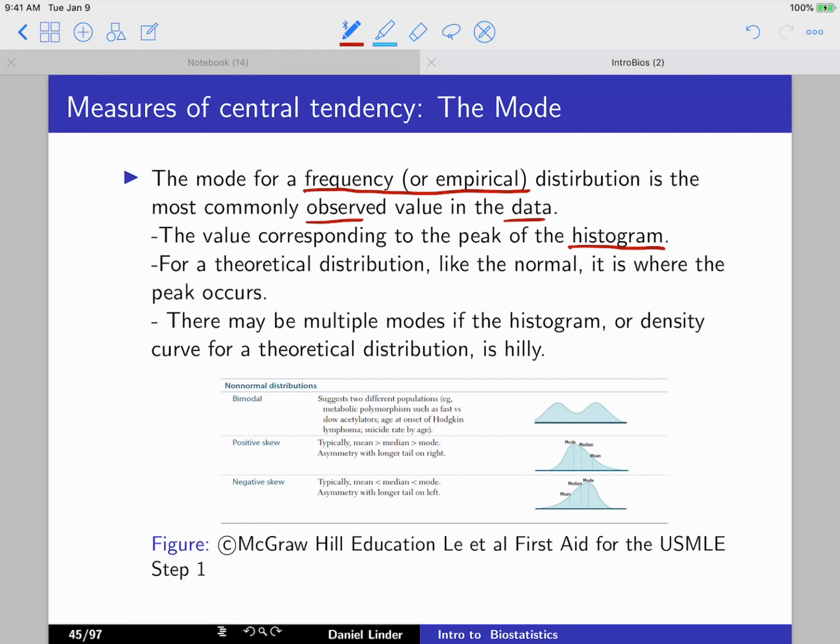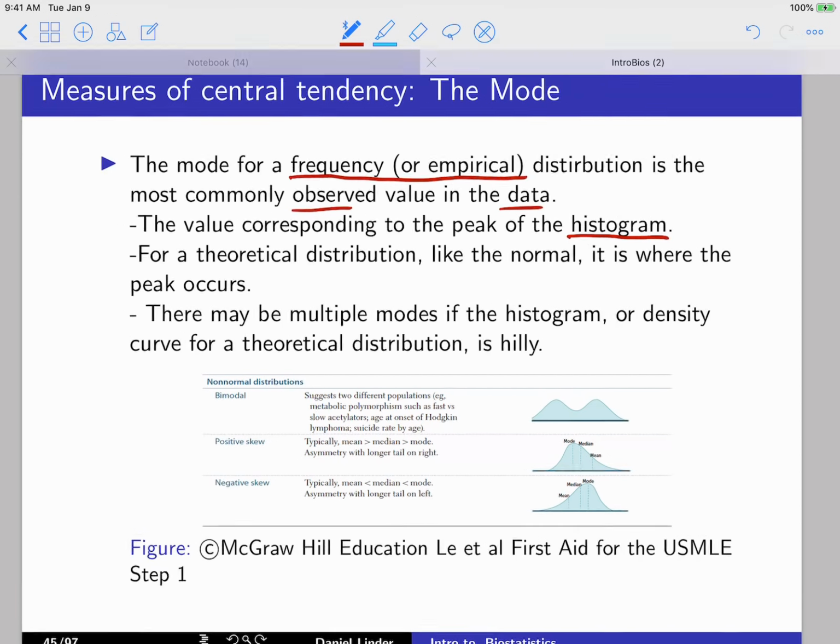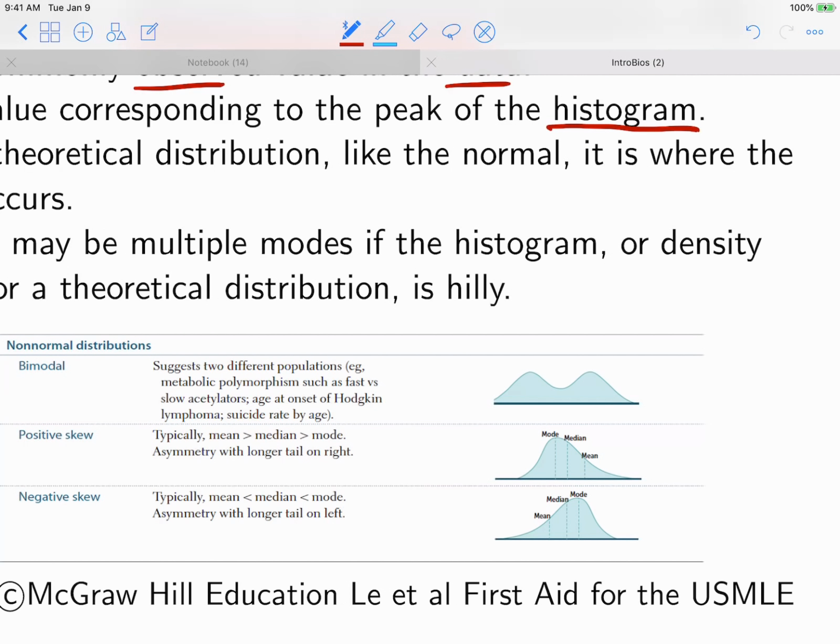For a theoretical distribution, like the normal distribution, again, it's where the peak occurs, but usually you're looking at, say, a density function. So this would be a graph of a theoretical distribution that has two modes, here and here. For a normal distribution, there's only one mode, and the mean, the median, and the mode are in fact equal to each other.